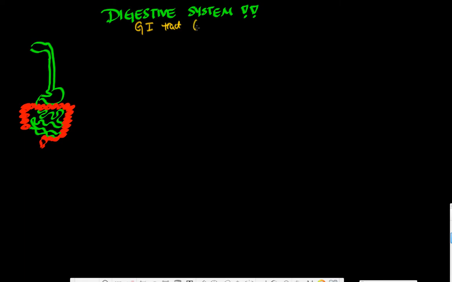So this stands for the gastrointestinal tract. So we're going to look at the organs that make up this tract, and then we're going to end this clip by looking at the walls of the GI tract. So we're going to look at the layers, the 4 different layers that make up the wall of the GI tract or the wall of your digestive system.